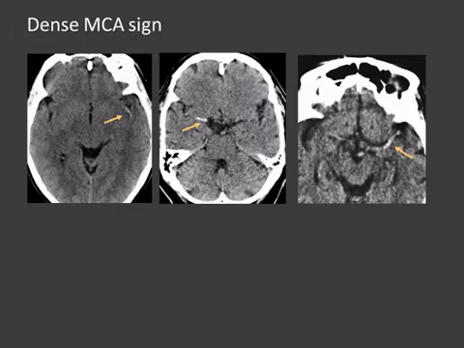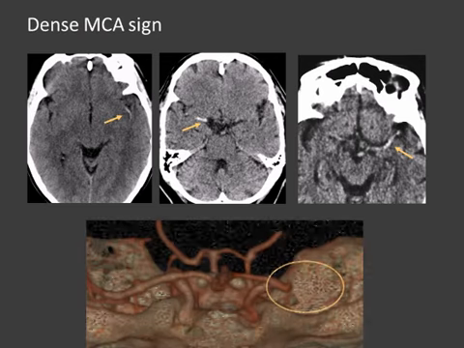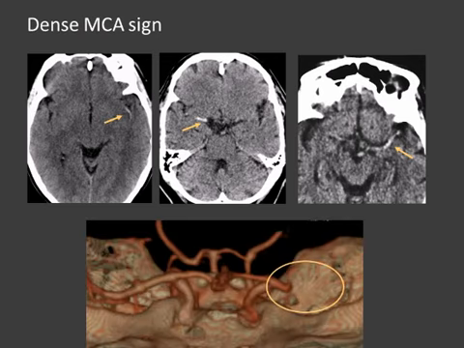Dense MCA sign, the most famous sign for early infarction, you will see hyperdensity of the middle cerebral artery, like in these 3 cases, either distal branches or proximal, and it actually means you see the thrombus in the middle cerebral artery. If you're uncertain about that, which you also could be in an older patient with very calcified vessels, you of course proceed immediately to CTA, and you can be sure if this vessel is occluded or if this was only calcification of the vessel.